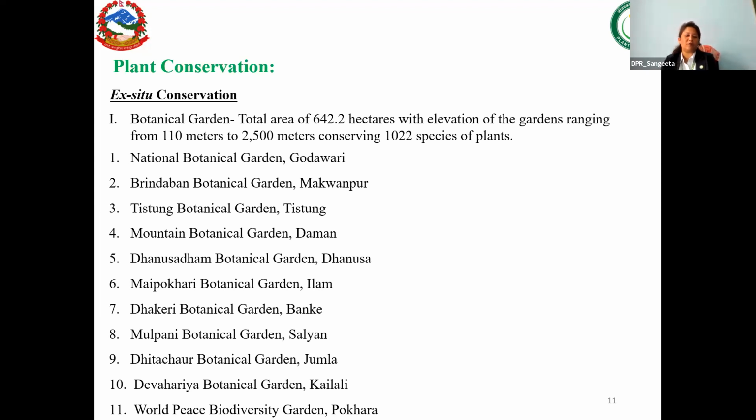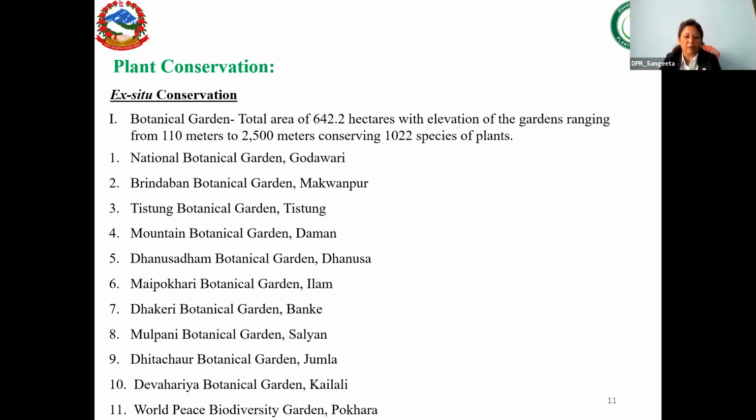For ex situ conservation, we have 11 botanical gardens in Nepal, which cover 642.2 hectares with elevation grade ranging from 110 meters to 2500 meters. And we are conserving 1022 species of plants in our botanical gardens as ex situ conserved plants. And among them 10 are endangered species.